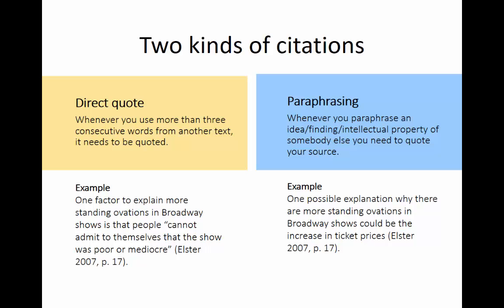So in the ideal world, I can go back to the original source. I can look up Elster's book, find it in the bibliography at the end of my text, and go to page number 17, where he makes this argument. So that's direct quote and paraphrasing. These are the two basic kinds of citations.